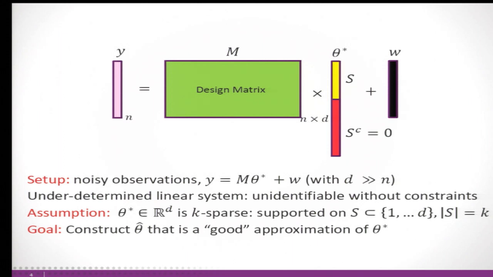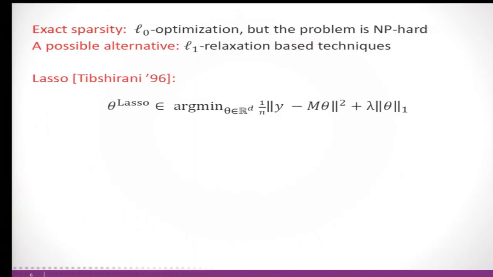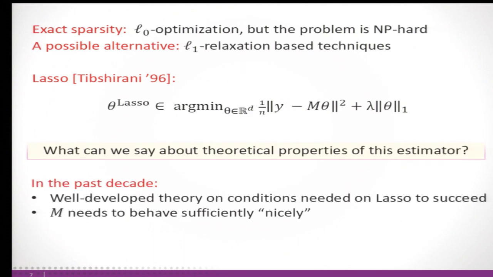Okay, so this is a well-studied problem. It's very well known that doing this exactly is NP-hard. So the typical approach to this is to look at L1 relaxation. And the standard technique to do this is a technique known as Lasso. This is exactly the formulation. And the question that comes next is, what can you say about the theoretical properties of this Lasso estimator?